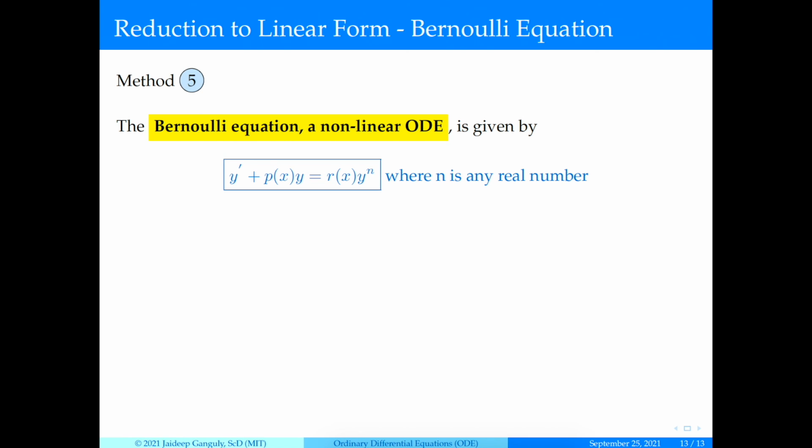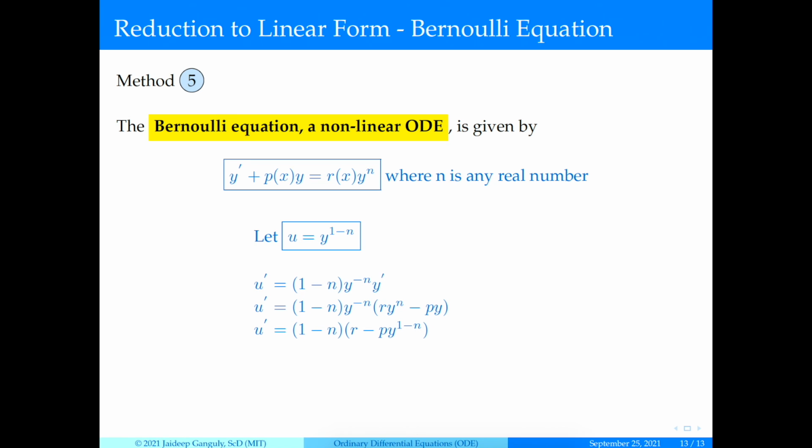We now consider an important ODE known as the Bernoulli equation. The Bernoulli equation is a nonlinear ODE because of the term y to the power n. But if we substitute with u as y to the power 1 minus n, we will see that the ODE takes a linear form. We compute u prime in terms of y prime. Then, we substitute the value of y prime from the original ODE, which we can solve using the solution in method 4.